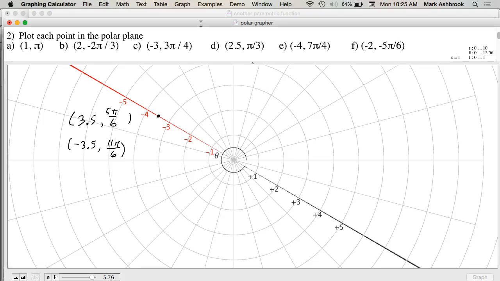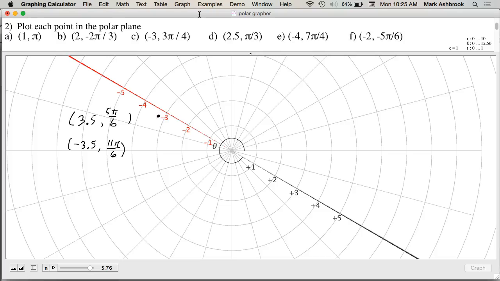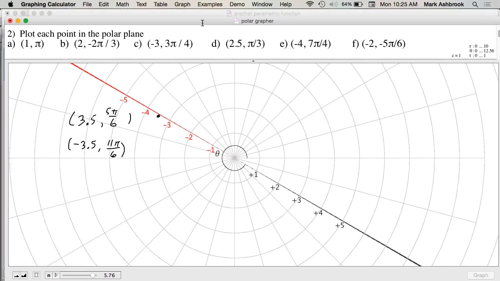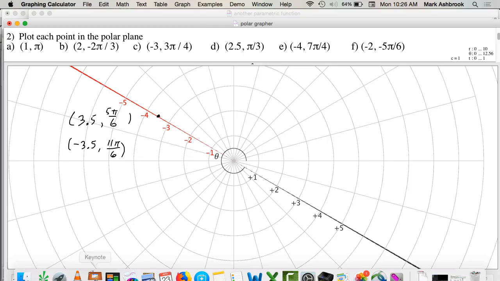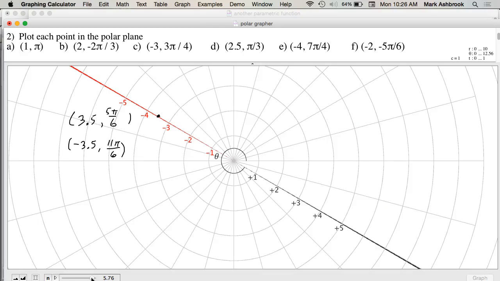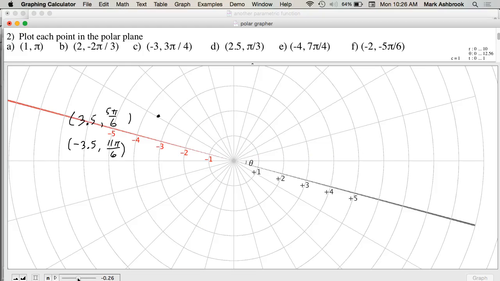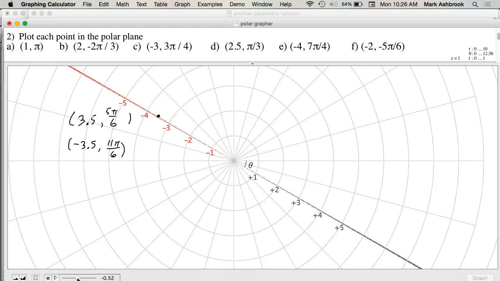Justin: Negative pi over 6 and then negative 3.5. Does it work? Let's try it. So where's negative pi over 6? That's going down this way. So negative pi over 6, we sweep clockwise, and we're pointing this way, and then negative 3.5 takes us back here. Does it work? It works. So let's write that down.